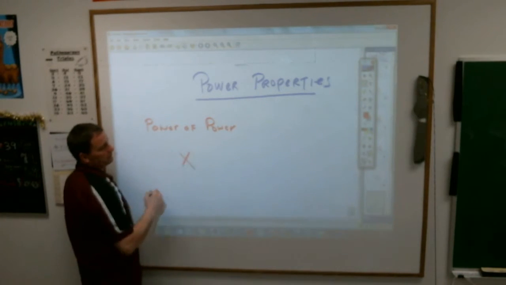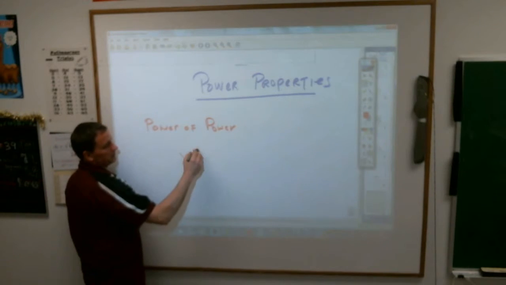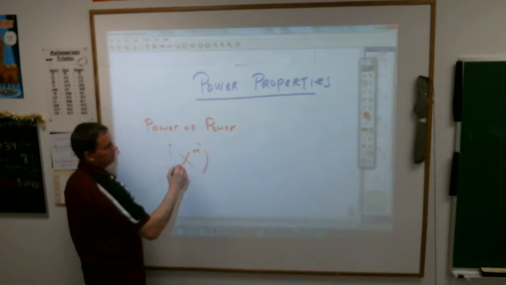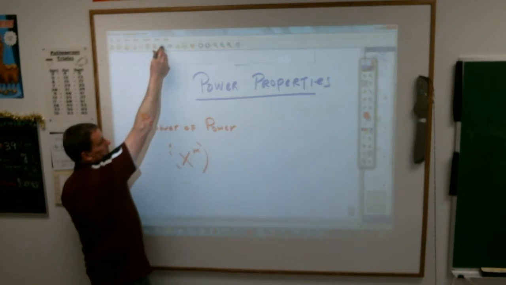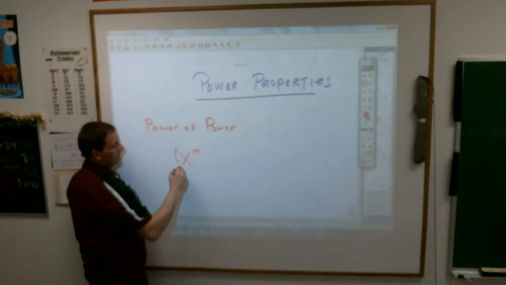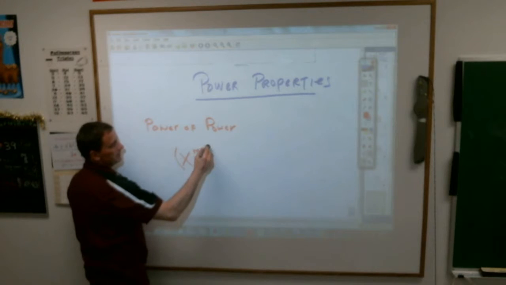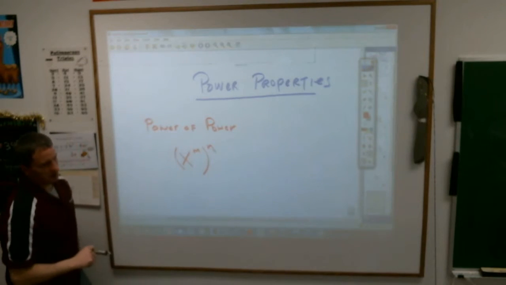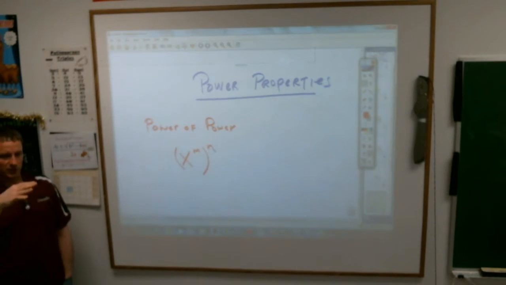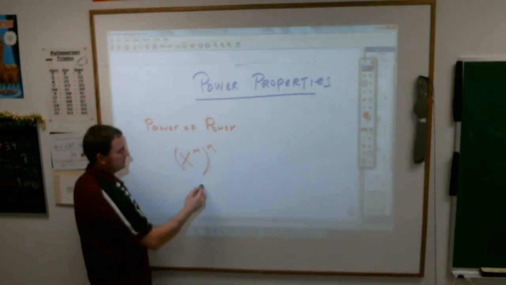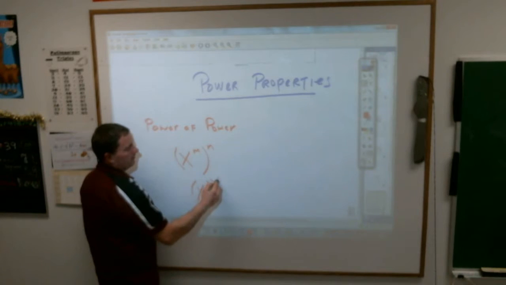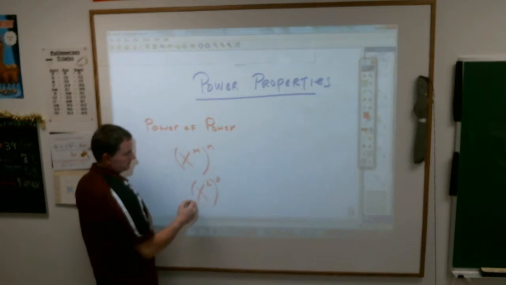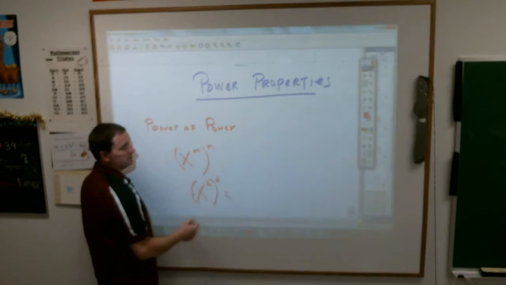If you have an exponent raised to an exponent, what happens there? And sometimes letters confuse you when you do that, so I like to throw in some numbers. Let's just change this to say, what if I have x squared to the third power? What does that really mean?